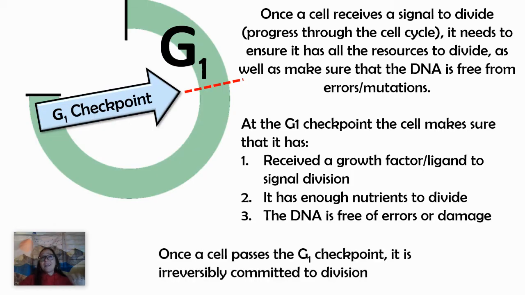So I think it's fascinating that once a cell moves past that G1 checkpoint, it's basically irreversibly committed to cell division, like it's going to divide. So if it's in G1 and it receives a signal, everything's checked out and it's good to go, and it leaves G1 and goes into S phase, it's going to divide. Okay, so now let's go ahead though and talk about S phase.